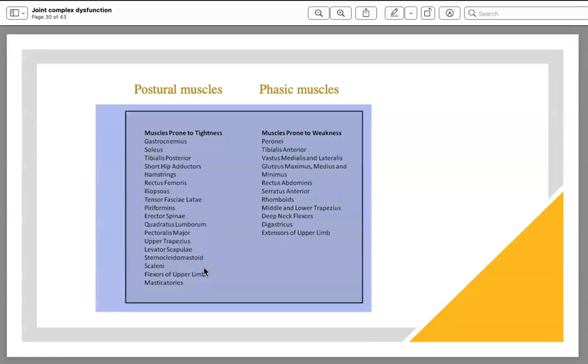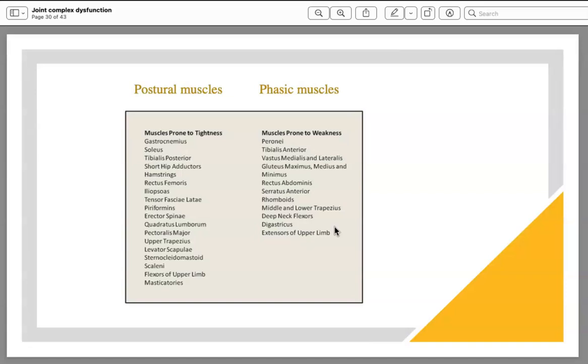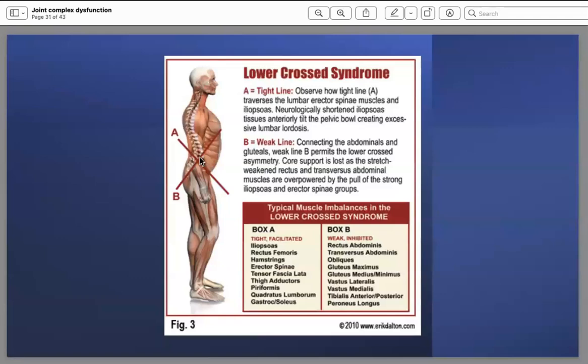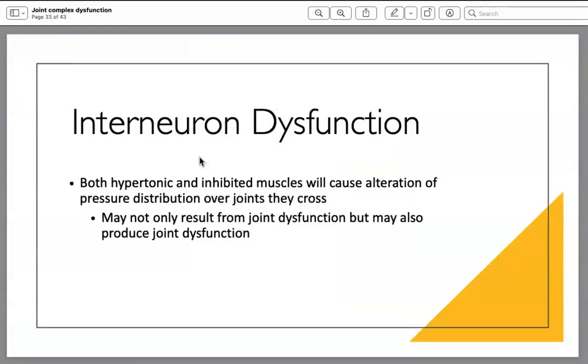We went over these two in CP3: muscles that are prone to, I don't like this term, tightness, but I would say sensations of tightness, and muscles that are prone to weakness. I'm going to skip through this. We've done lower cross syndrome. We've done upper cross syndrome. We should know what those are by now.